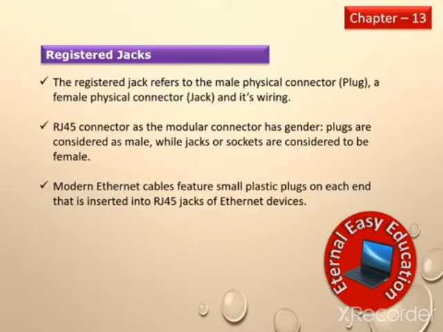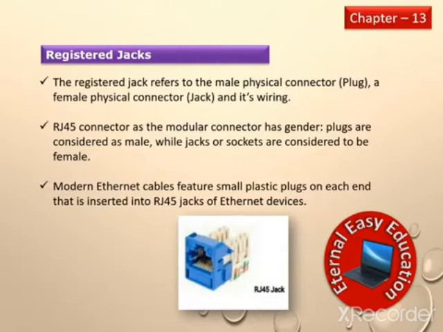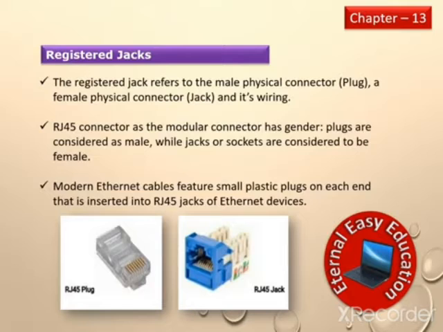Modern Ethernet cable features small plastic plugs on each end that is inserted into RJ45 jacks of Ethernet device. That means, if we are having a network in a computer lab or in an office, all the devices are connected with a blue color cable. Most probably it will be like that. The end of a cable is said to be the RJ45 plug. Here it is a female as it is termed as jack. So this is the example given, the image of RJ45 plug and RJ45 jack.